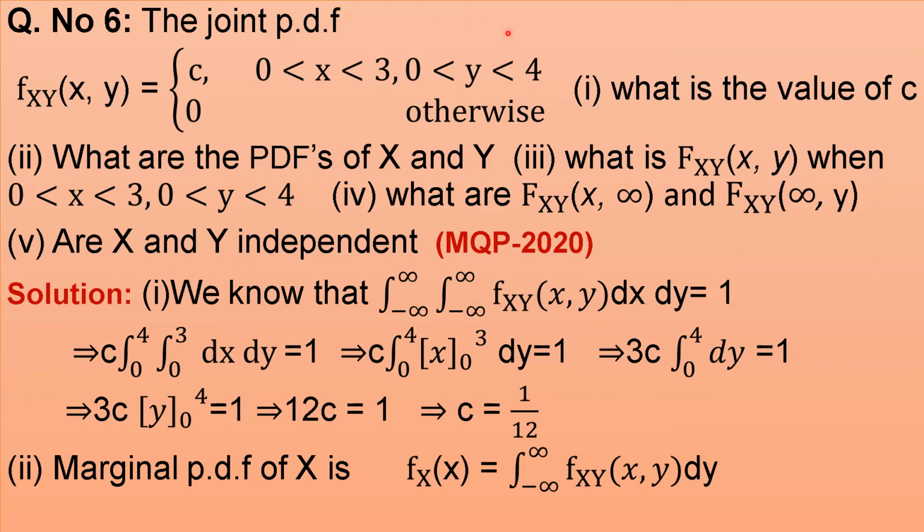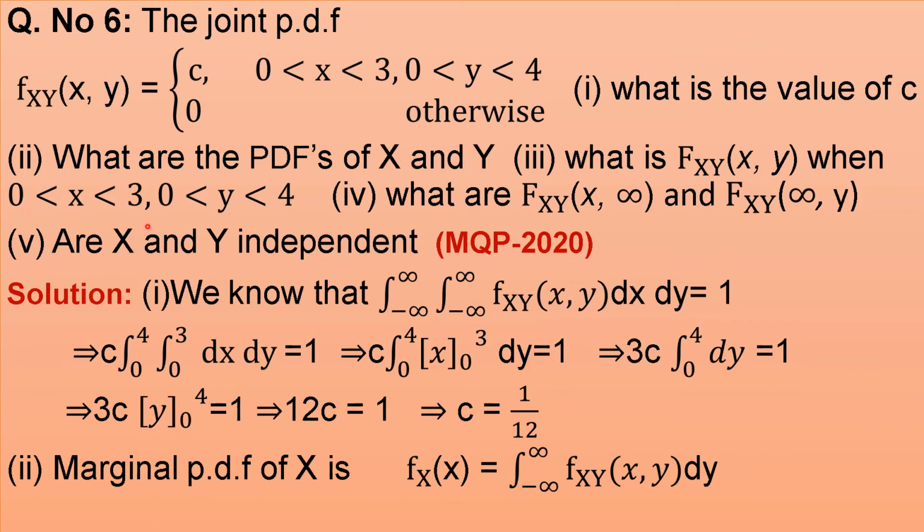What is the value of c? What are the PDFs of x and y? Again, for the continuous random variable x in this bivariate random variable, PDF of x means the marginal probability density function of x. Similarly, the marginal probability density function of y: fx of x and fy of y. Then what is capital letter Fxy of x comma y? That is the joint CDF of x and y.